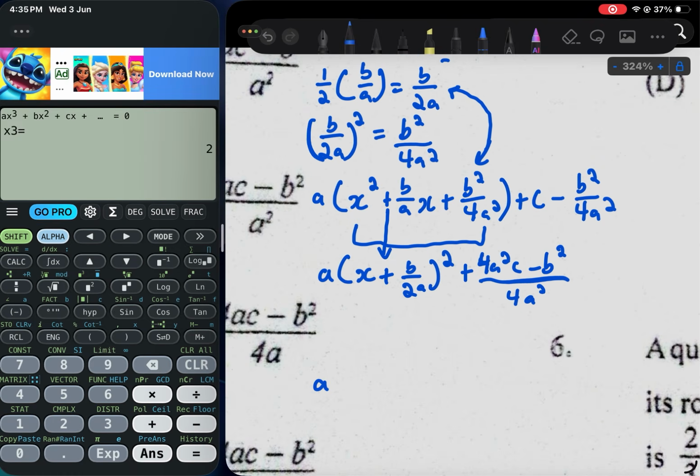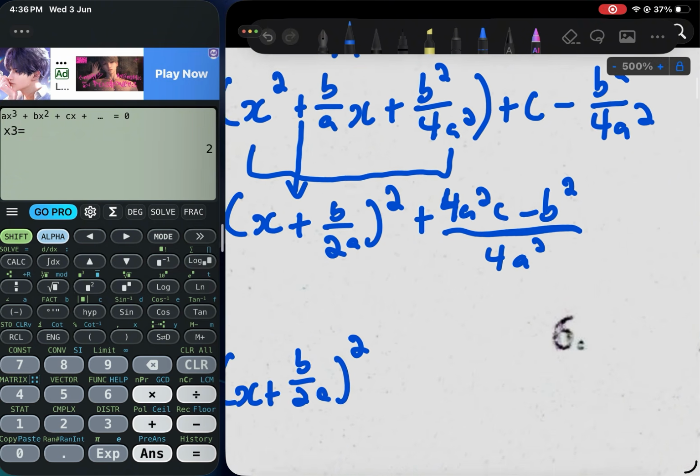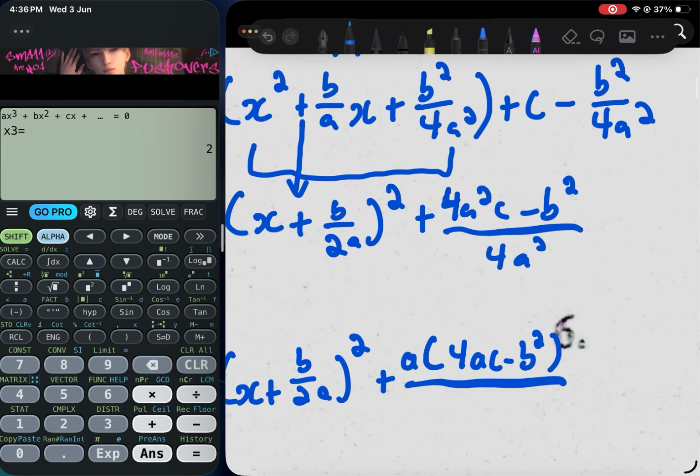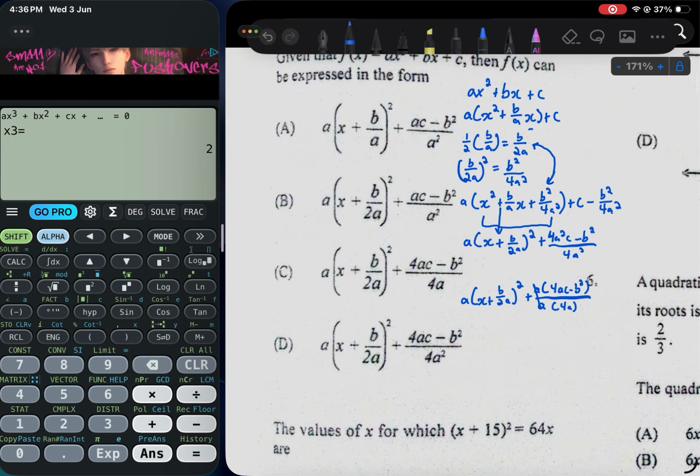And now, if you guys noticed, then you realize that a could be factorized from the numerator and denominator of this. So a times 4ac minus b squared, and a from the denominator would be 4a. So once you cancel out these a's, you'd be left with something that looks like c.